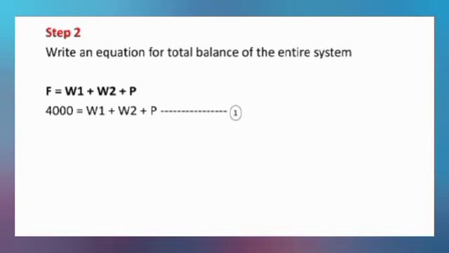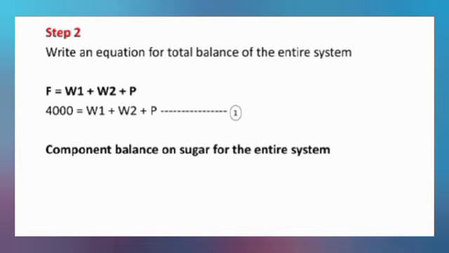And then we will perform a component balance on sugar for the entire system. As I said, a component balance is obtained by multiplying the percentage given for that component by the actual amount that is entering, or exiting, the system. So we will multiply our feed by 0.1, which is the fraction of sugar present in the cane sugar, and equate it to W1 multiplied by 0.